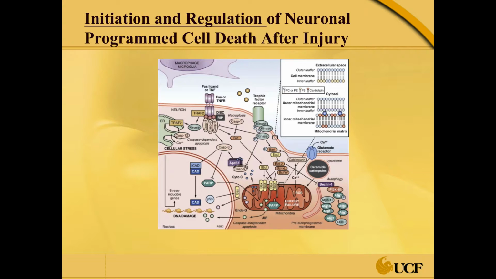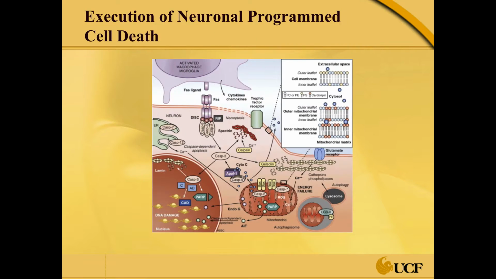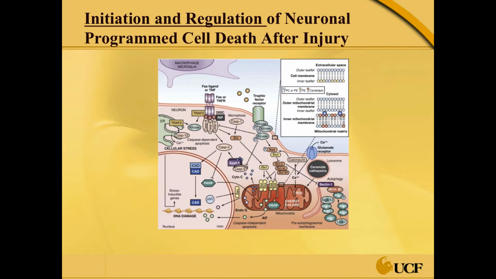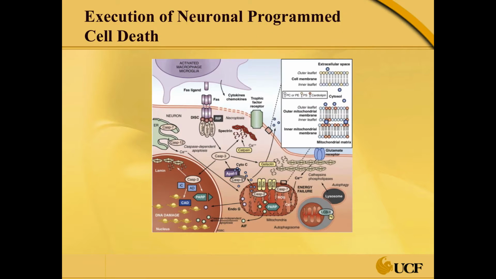But anyway, you can take a look at this. It just kind of complements some of the things that we've already said in terms of how these cells are programmed to die. And then this is just the execution of neuronal programmed cell death, so it's similar to that process, except this is after injury, and this is, I believe, just normal cell death.